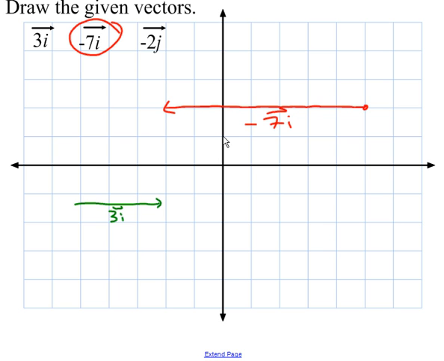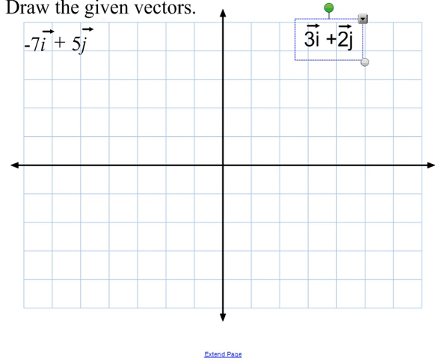And the negative 2J, we're just going to go 2 units in the Y direction. And we want to go down. So again, we can put these wherever we want, just as long as they're 2 units long and their direction is going. So if it's negative, it's going to go down or to the left. And if it's positive, it's either going to go right or up.